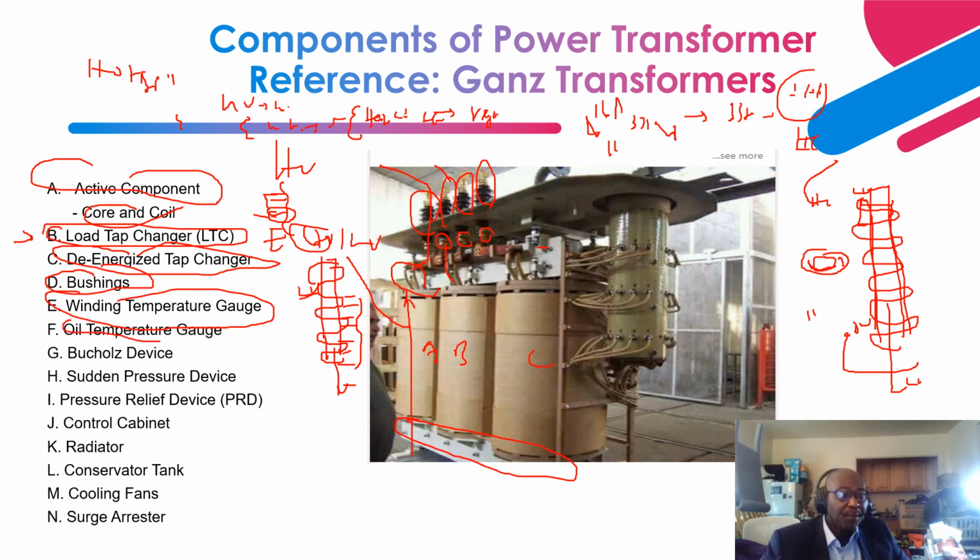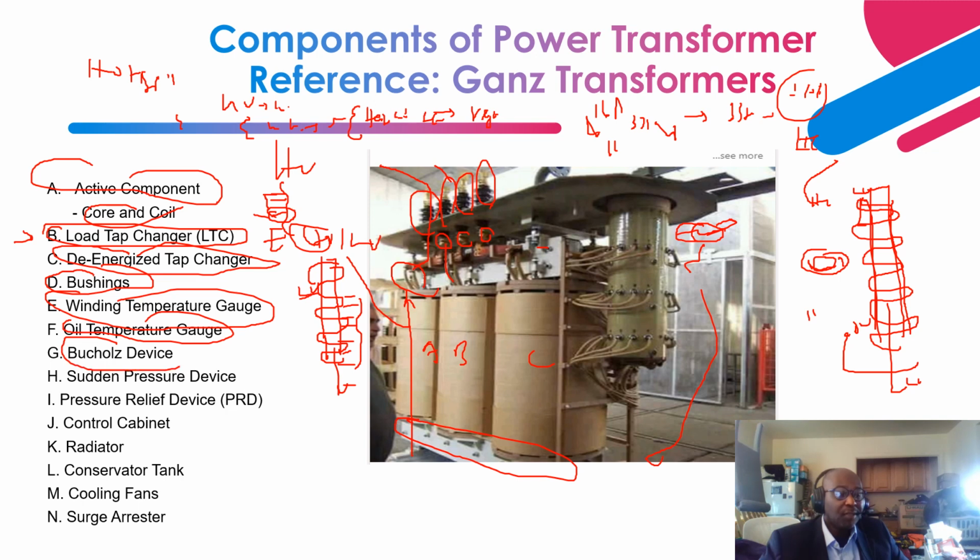Next is the oil temperature gauge. Basically, we have a transformer that is filled with oil, all the way to the bottom. You need to know the top oil temperature, and that's what the oil temperature gauge does.